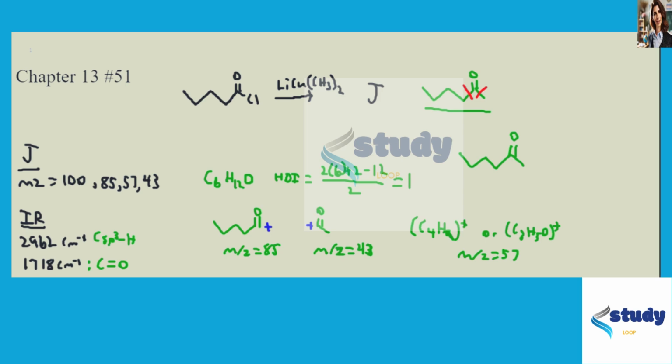And so in this case, we had an HDI of 1. A carbon-oxygen double bond bears that out. And then when we look at the fragmentation ions, they confirm that we would have a ketone, and we would get alpha cleavage to either side of that ketone. And so that's the answer to Chapter 13, problem number 51.